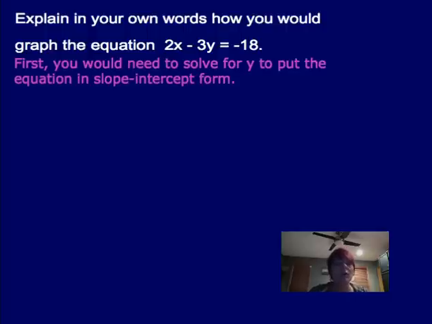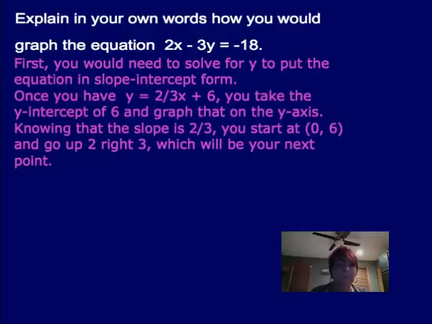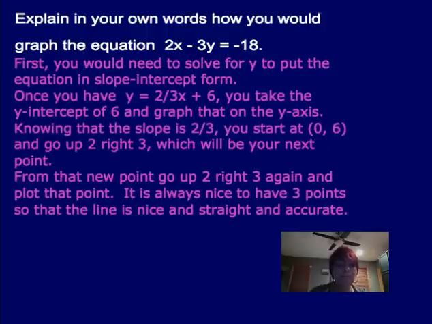First, you would need to solve for y to put the equation in slope-intercept form. Once you have y equals 2/3 x plus 6, you take the y-intercept of 6 and graph that on the y-axis. Knowing that the slope is 2/3, you start at the point (0, 6), which was the y-intercept, and go up 2 and right 3, which will be your next point.